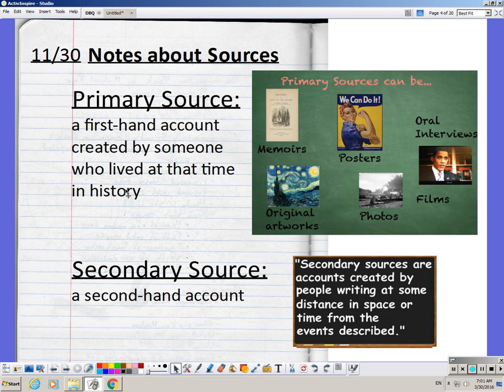A primary source is a first-hand account created by someone who lived at that time in history. So today, some of the sources you'll be analyzing are primary sources. Some are secondary. A secondary source is a second-hand account, most likely something coming from a textbook or an analysis of a historical event that was written today.